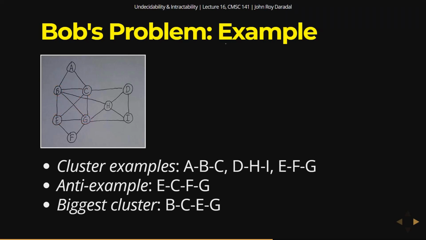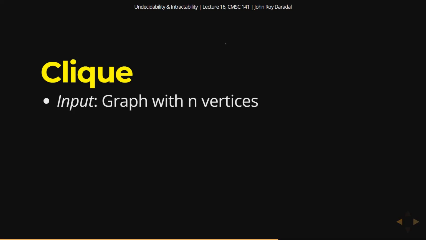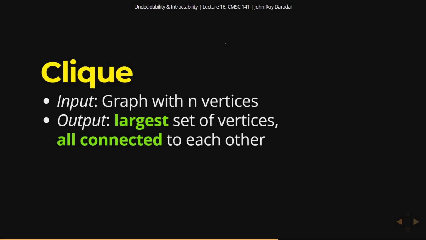Okay, so that is the problem of Bob. Formally, this is known as the Clique problem. As an input, you're given a graph with n vertices, and the output is the largest set of vertices that you can find, wherein those vertices are all connected to each other, and we call that the clique. Now if you brute force this, you would also take O of 2^n n^2 running time, just like Alice's problem, which was vertex cover. So it's also not a good idea to brute force this.